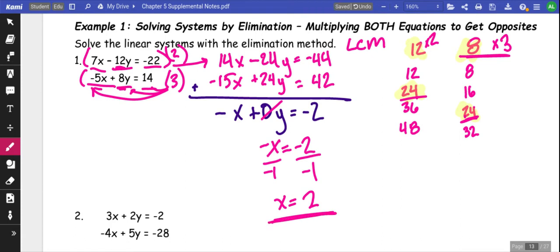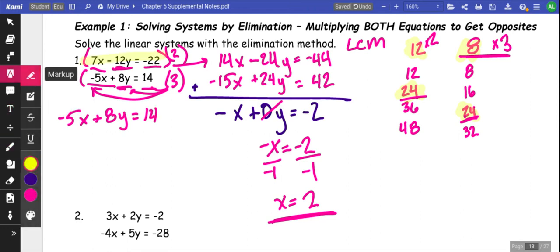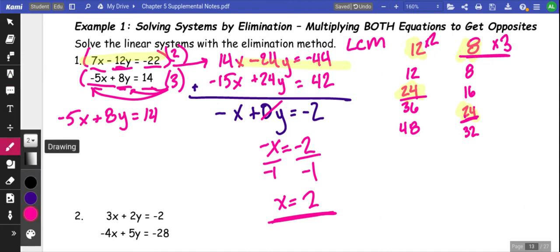Alrighty, so I have this negative 5x plus 8y is equal to 14. I could have picked any of these equations. I could have picked this one. I could have picked one of the ones that I had multiplied. I just picked one at random. Okay, I usually just pick whichever one looks the easiest. All right, so negative 5x, so negative 5 times 2 plus 8y is equal to 14. Okay, negative 5 times 2, I get negative 10 plus 8y is equal to 14.